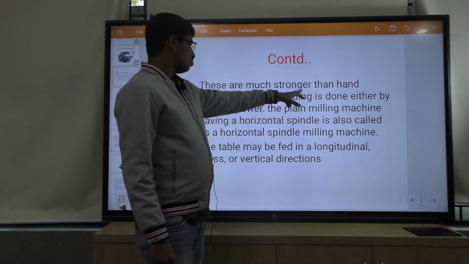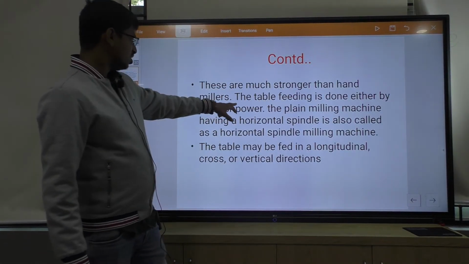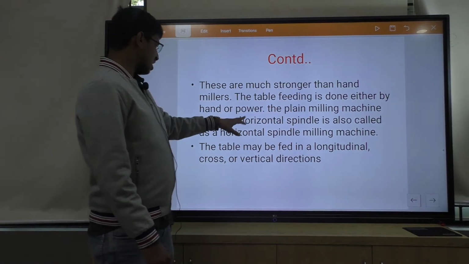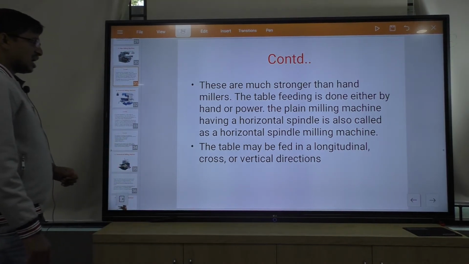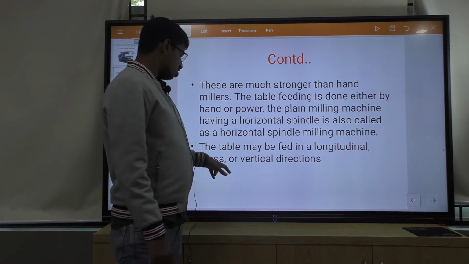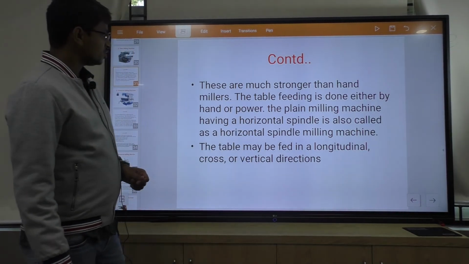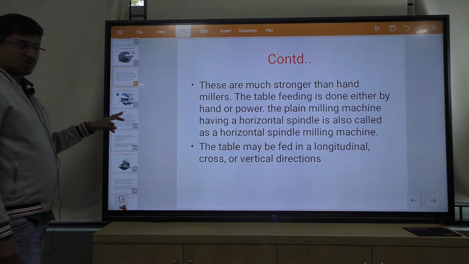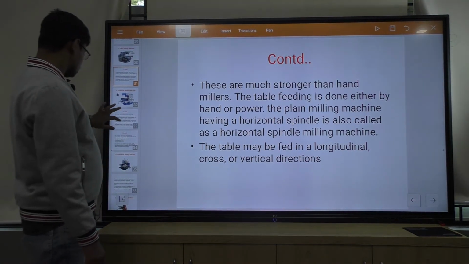These are much stronger than hand milling machines. The table feeding is done either by hand or power. The plain milling machine having a horizontal spindle is called a horizontal spindle machine. The table may be fed in longitudinal, cross or vertical directions. So, these plain milling machines can be only horizontal milling machines.